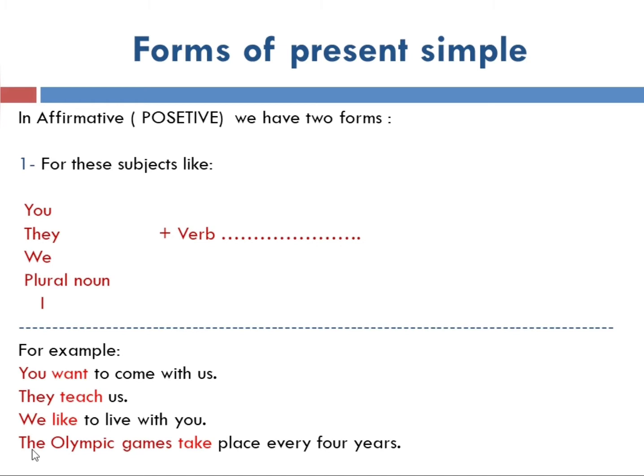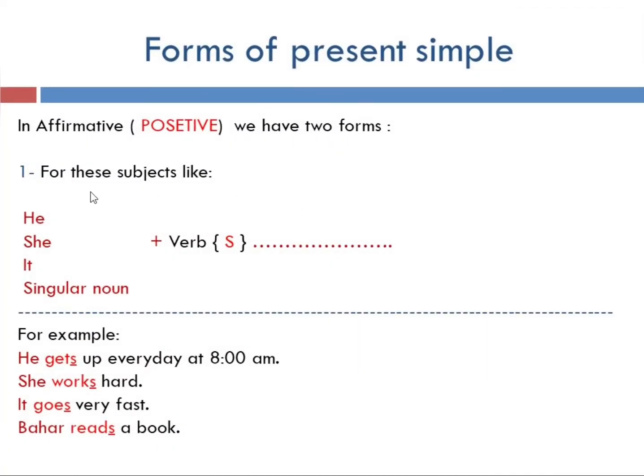We like the Olympic Games. The Olympic Games, as you see, we have games, and this is the plural noun. Then we added take. So then we completed our sentence. This is all about these subjects. So, another form of affirmative, the positive form of present simple, is about these subjects.